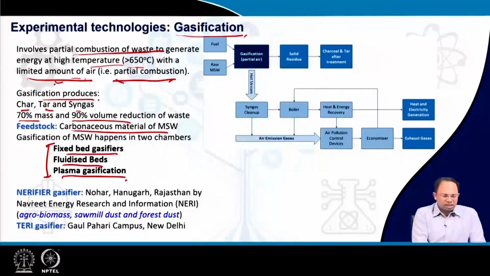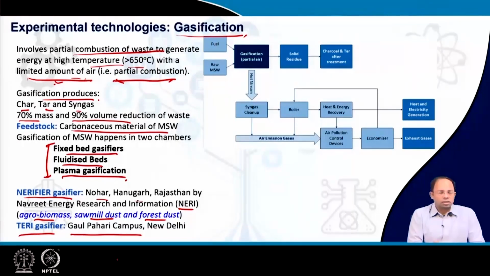One example of this is the TERI gasifier, which is set up at Nohar, Hanumangarh in Rajasthan. And this deals with agro biomass as well as sawmill dust, forest waste dust and so on. Whereas another gasifier is set up by TERI at their Gual Pahari campus, and these are two pilot projects which are also set up as demonstrators for this kind of systems.